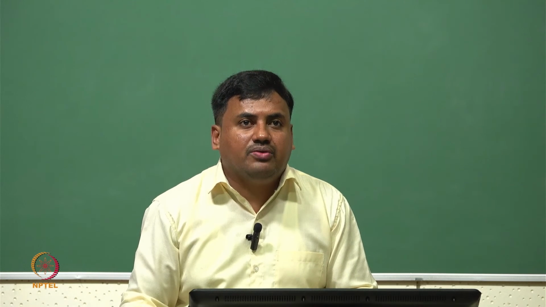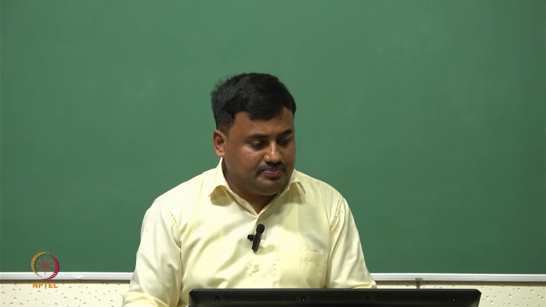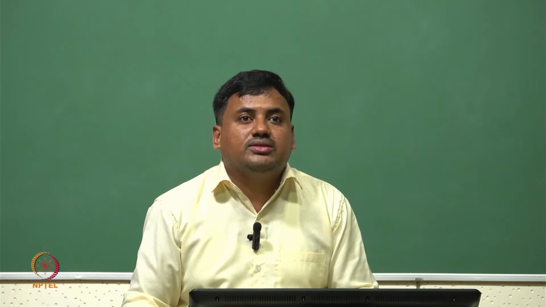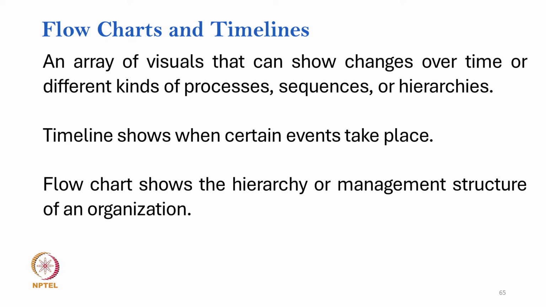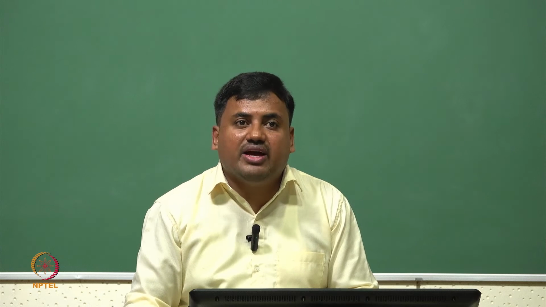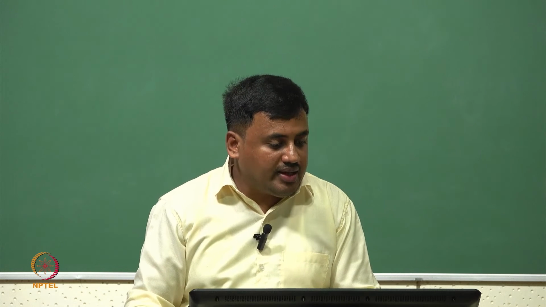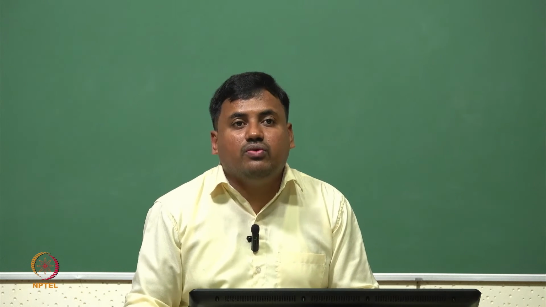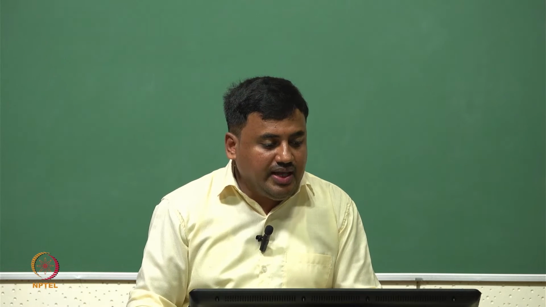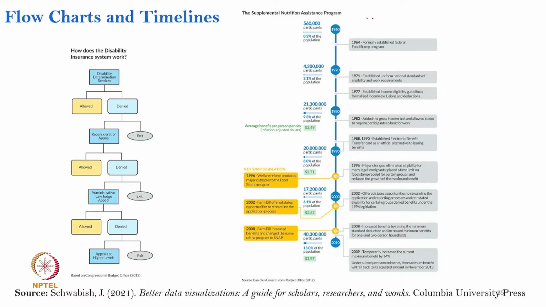Another type of data visualization is flowcharts and timelines. Flowcharts and timelines are two examples of an array of visuals that can show changes over time of different kinds of processes, sequences, and hierarchies. The timeline shows when certain events take place. The flowchart shows the hierarchy of management, the structure of an organization, and how the workflow goes from top to bottom. Here we have given one example with a timeline and another with a flowchart.